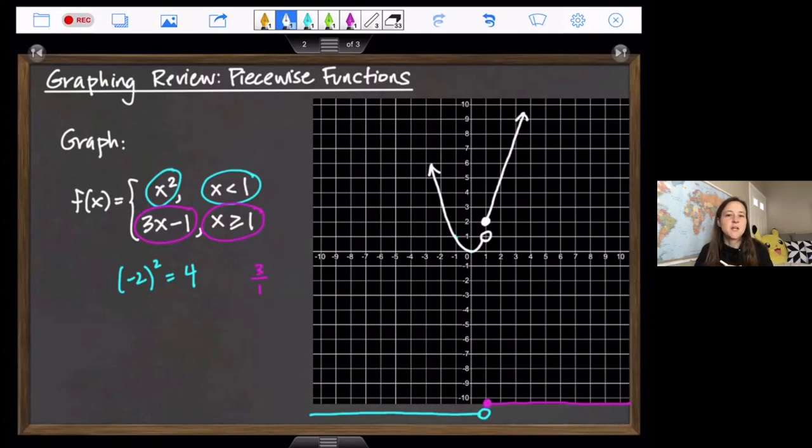Frequently when students make a mistake graphing a piecewise function, it leaves them with something that doesn't pass the vertical line test. So anytime you're graphing a piecewise function, always double check to make sure that it passes the vertical line test. We'll do one more graph in the next video.